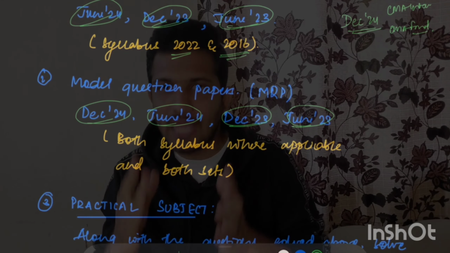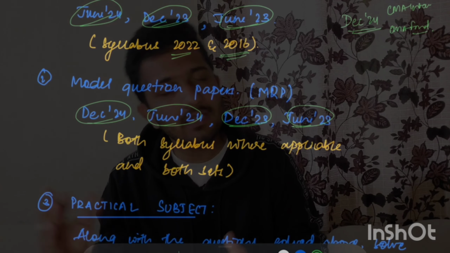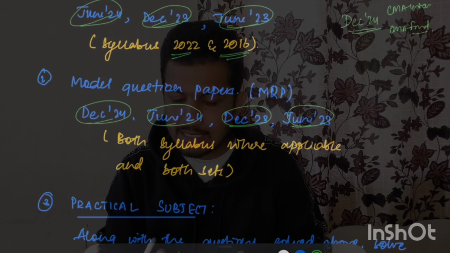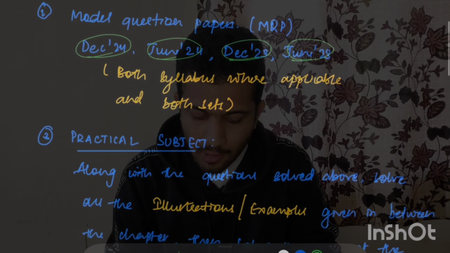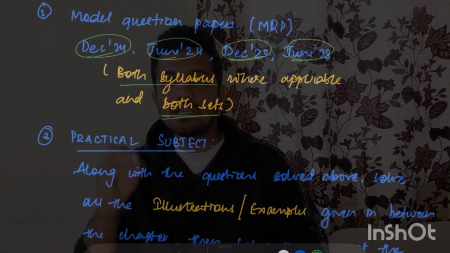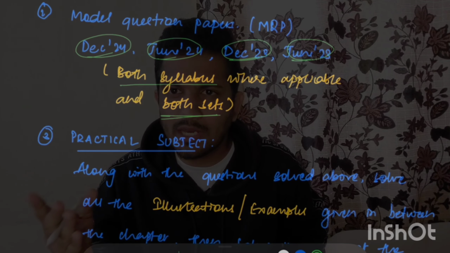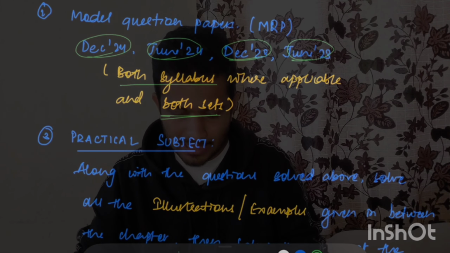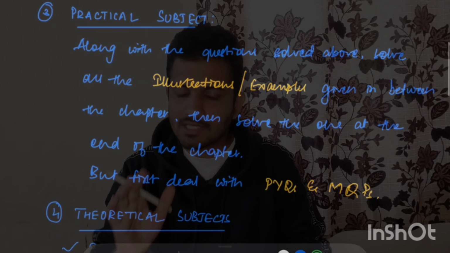If you have time, patience, and the willingness to complete, you can still go further backward, but these are the things you have to do. This is for both syllabi where applicable and for both sets, because Set A, Set B, or Set 1, Set 2 are given, so you have to go through them as well. Next, this is something really important.